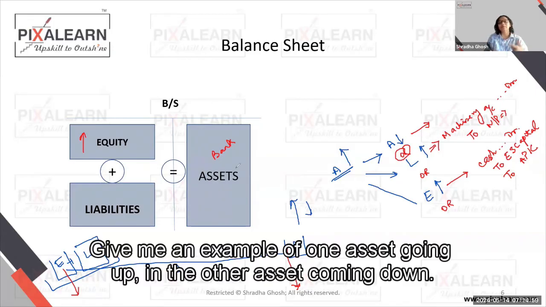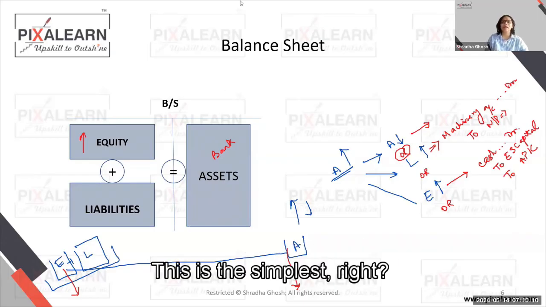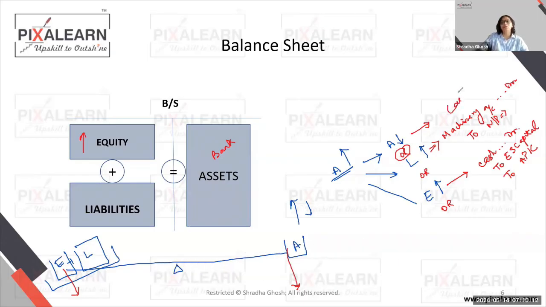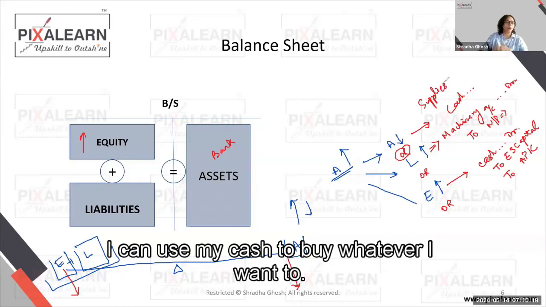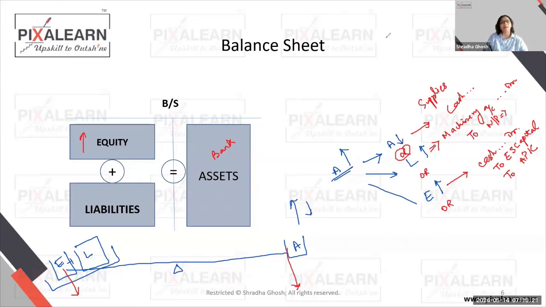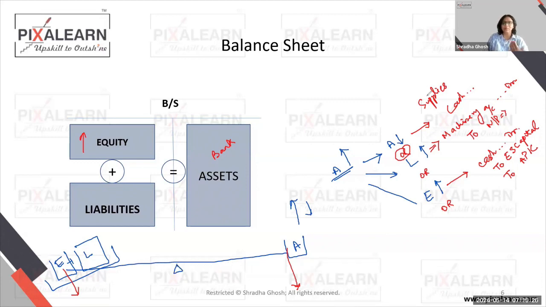Very good. Give me an example of one asset going up and the other asset coming down. This is the simplest, right? I am using my cash to buy certain items. I can use my cash to buy supplies, I can use my cash to buy whatever I want to. It can be a current asset, a fixed asset, a consumable, it can be anything. Yeah, investments. Very good.